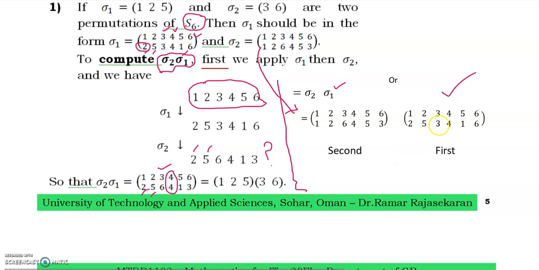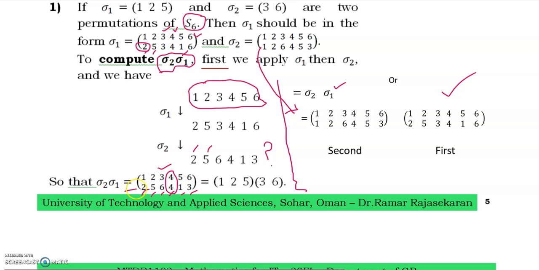Then 3 goes to 3. Then here 3 goes to 6, so I write here 6. Then 4 goes to 4, here 4 goes to 4, so write 4. See, 5 goes to 1, 1 goes to 1, so write 1. Then 6 goes to 6, then 6 goes to 3, so I write 3.